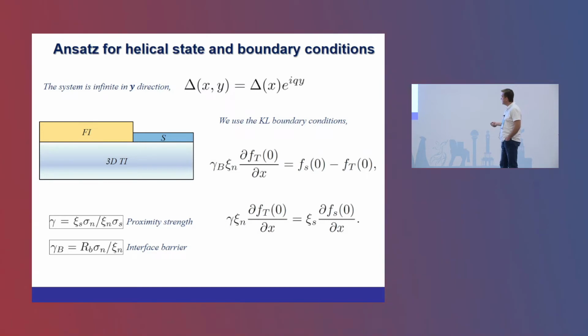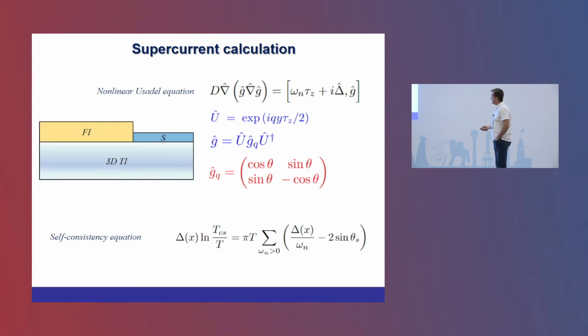So, of course, Kupriyanov-Lukichev boundary conditions. On the boundary between the ferromagnetic insulator and the superconductor, we have two parameters. One, basically, is the strength of the inverse proximity effect, where sigma is a conductance and xi_n is a coherence length in both materials. And another is the strength of the interface barrier. So if we have a large gamma_B, then we have a strong insulating barrier here. And when it comes to supercurrent calculation, we actually use the non-linear Usadel equation.